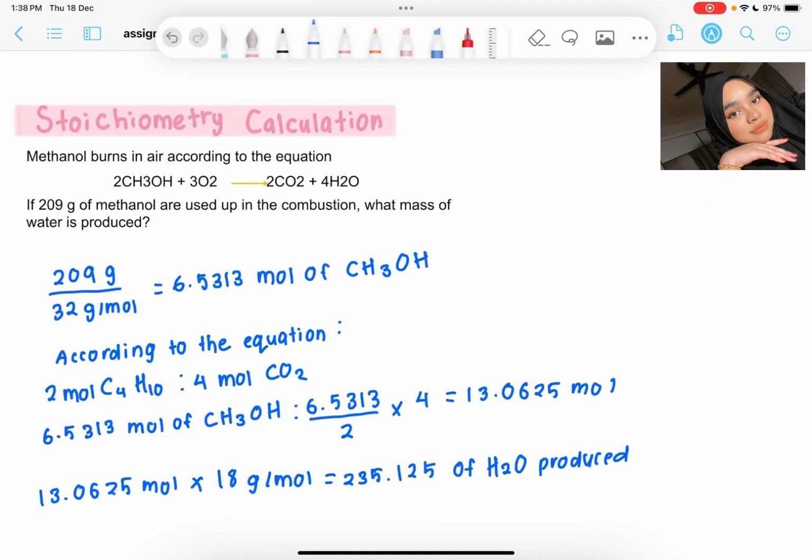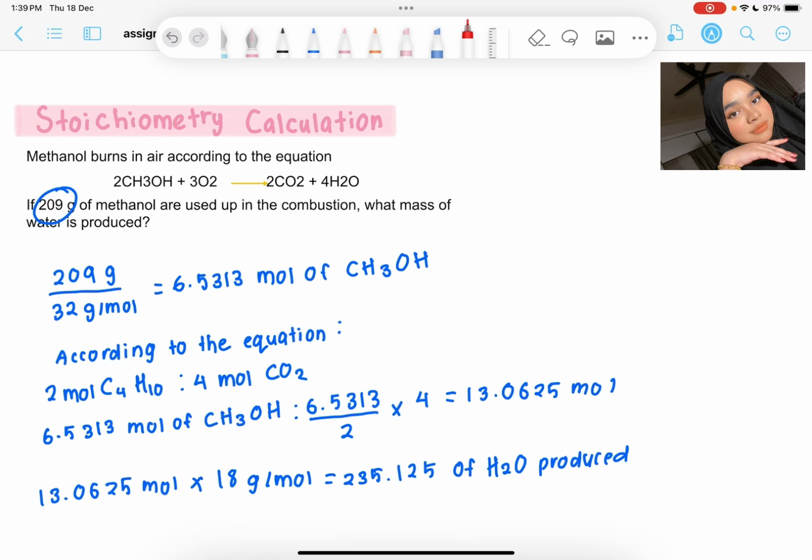How to do a stoichiometry calculation? First, we find the number of moles of methanol. It already gives 205 grams of mass, and then we divide by molar mass, 32 gram per mole, and then we get 6.5313 mole of CH3OH.